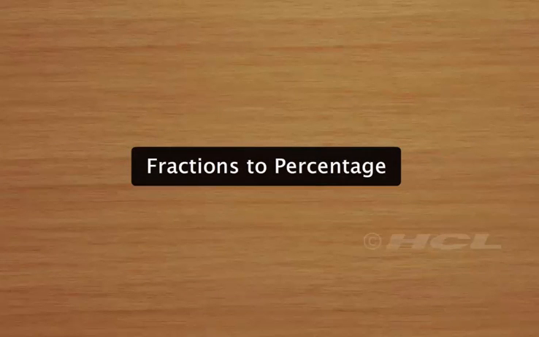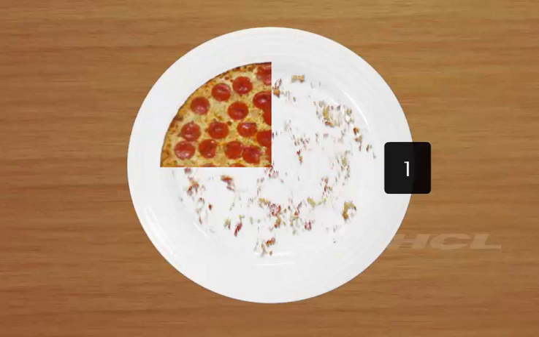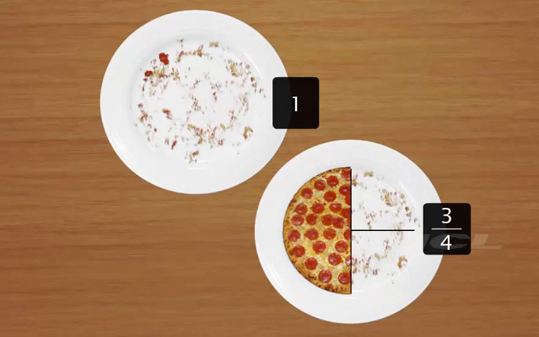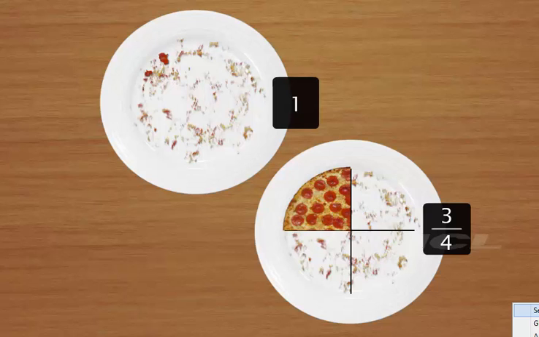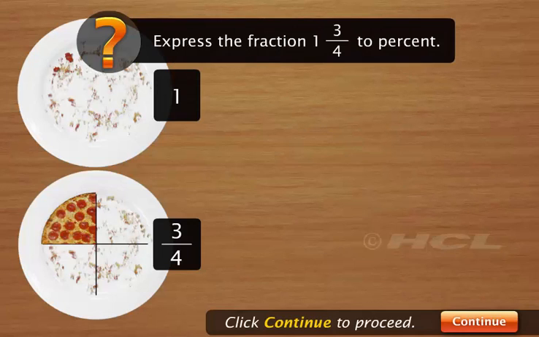So far, we have learnt how to express fractions as percentage in various cases and situations. All of them were proper fractions. Now, let's see what happens if an improper fraction is converted to percentage. Sam and Sela together ate one complete pizza and 3/4 of another pizza. This amounted to the fraction 1 and 3/4. Express this fraction as percentage.